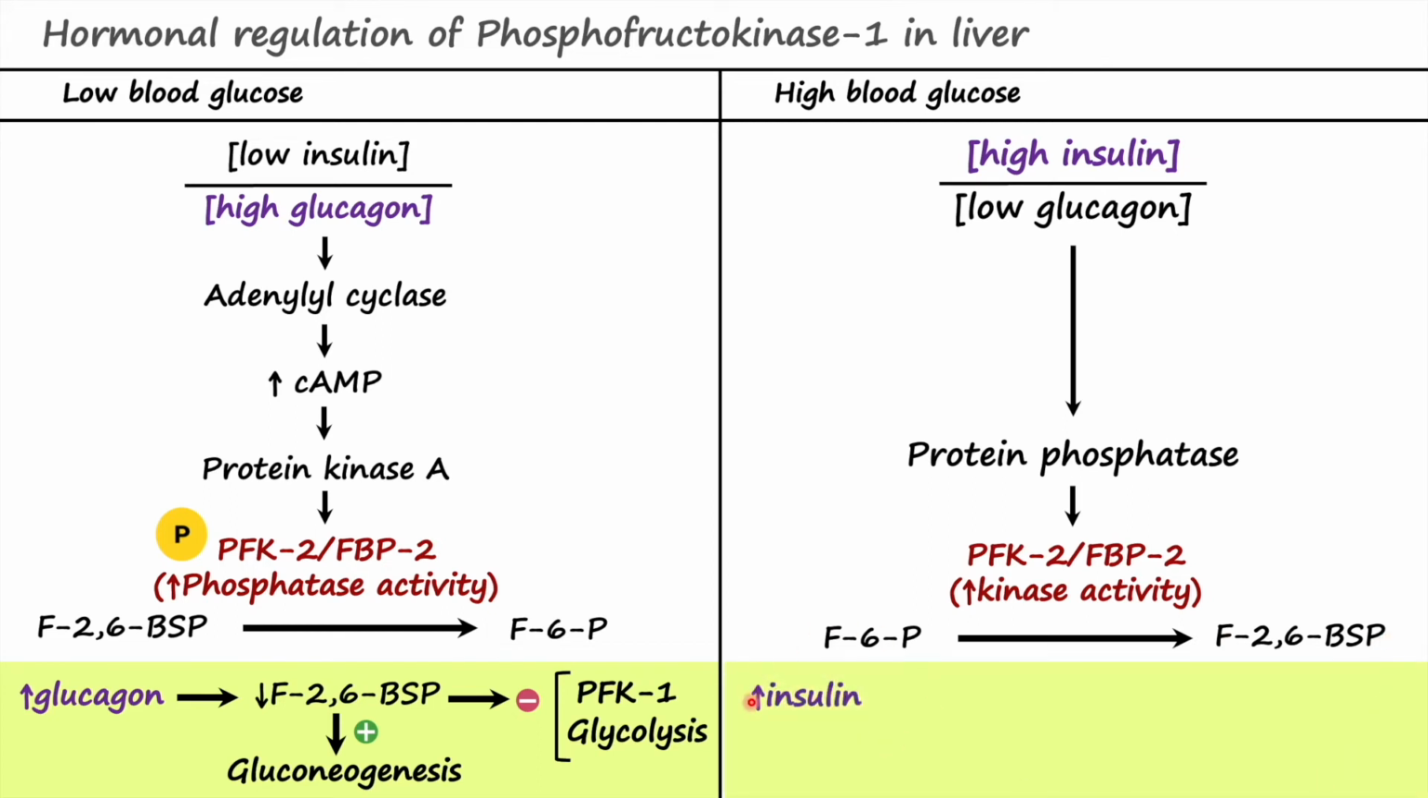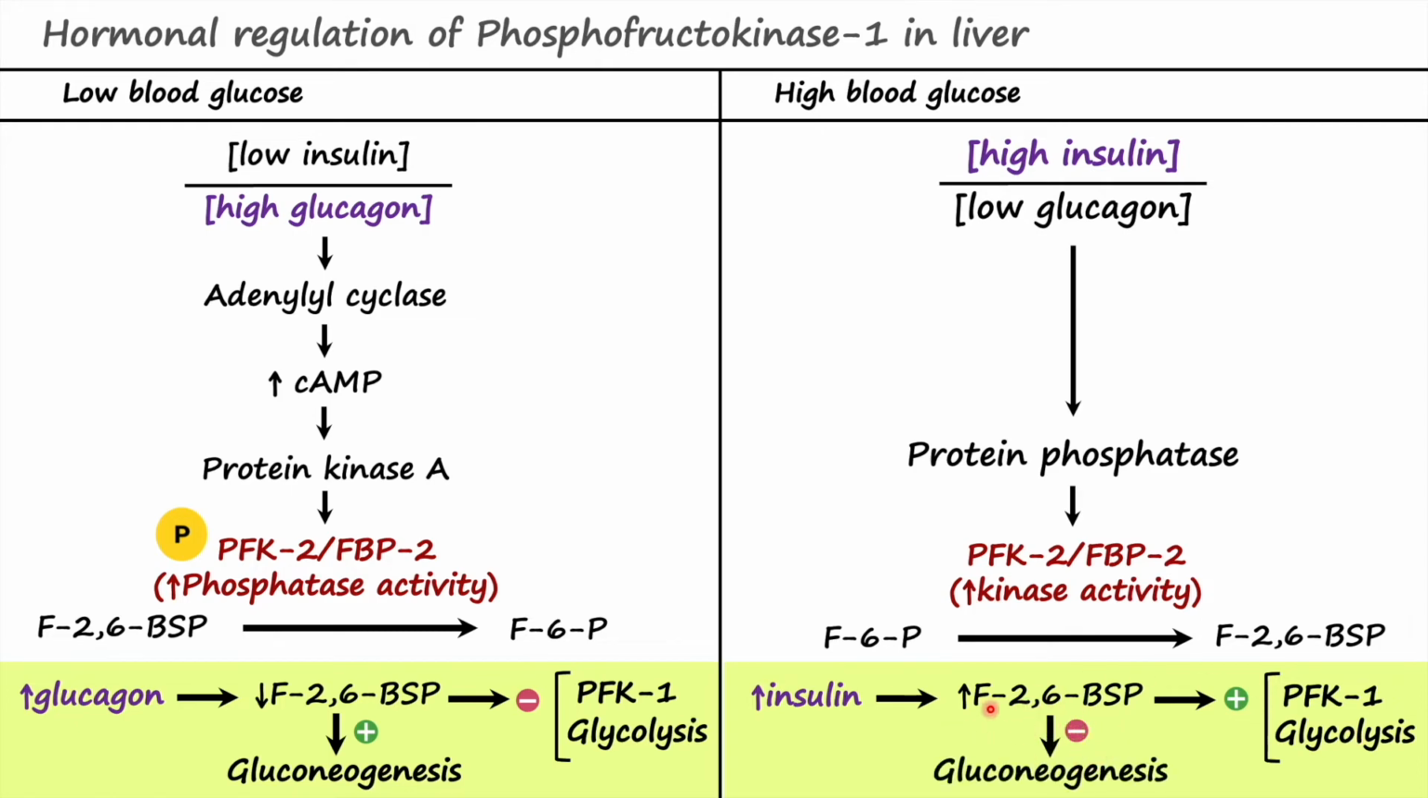Therefore, when insulin levels are high in the presence of high blood glucose, it increases fructose 2,6-bisphosphate, and since fructose 2,6-bisphosphate is a potent allosteric activator of the PFK1 enzyme, it activates PFK1 and increases the rate of glycolysis. At the same time, it also inhibits gluconeogenesis in the liver. So a higher insulin level in the presence of high blood glucose increases fructose 2,6-bisphosphate and the rate of glycolysis, whereas it inhibits the rate of gluconeogenesis in the liver.